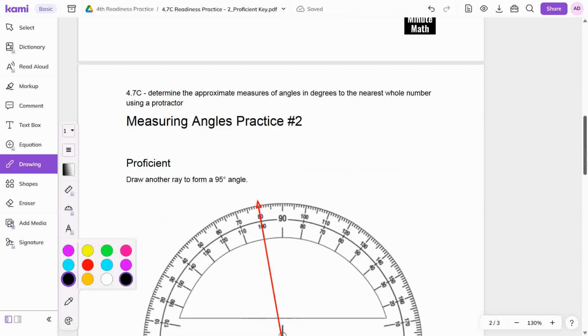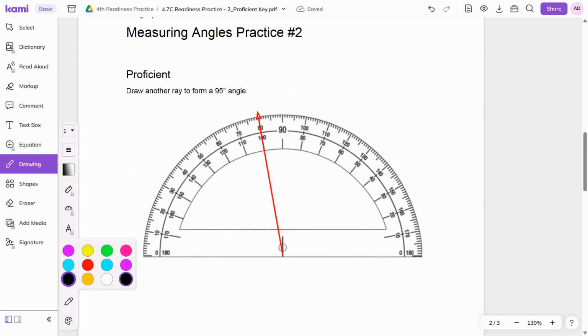So looking at our second problem, we have one ray. Remember, a ray is a line that starts at one point and goes on forever in the other direction. So it's like a line, but it's got an arrow on one end. And we need to form a 95-degree angle.